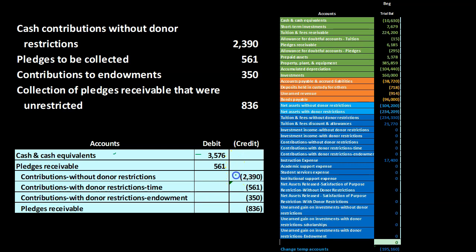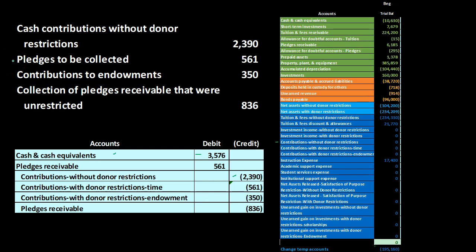So that's going to be like our favorite kind of revenue type of account, our favorite income statement or similar to income statement type of account, the temporary account, increasing the revenue type of account, contributions without restrictions. So that's going to be down here in the dark blue area. Then we have the pledges to be collected.